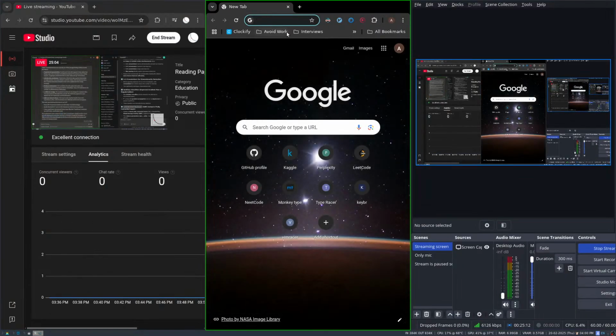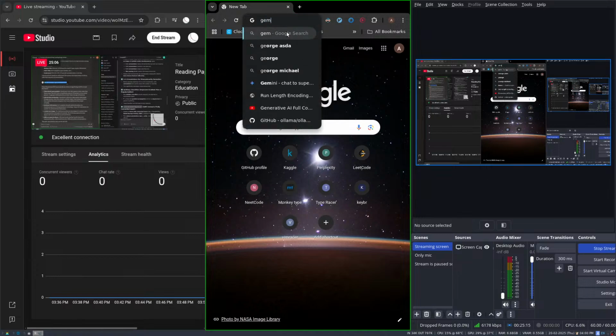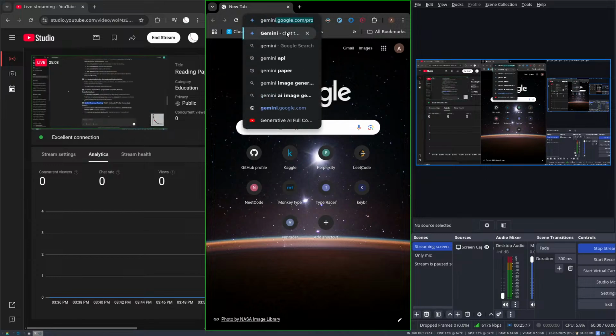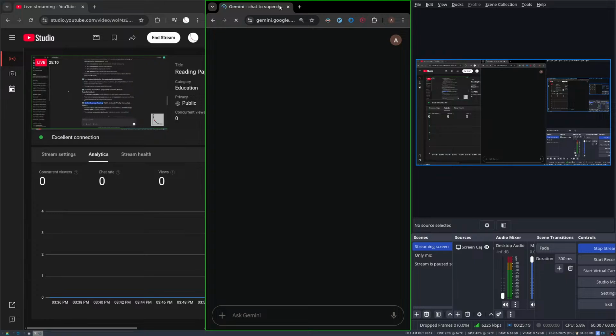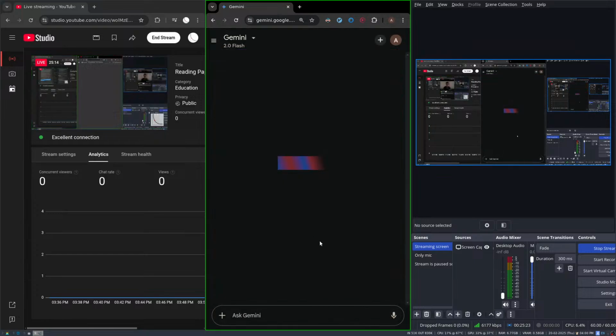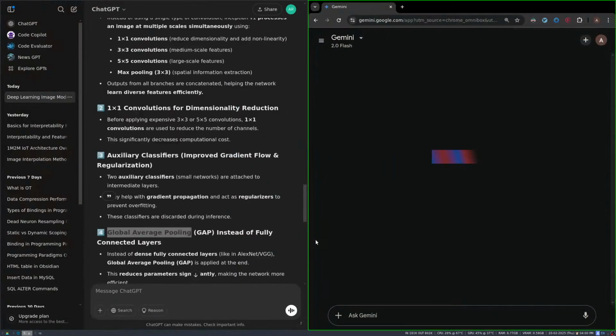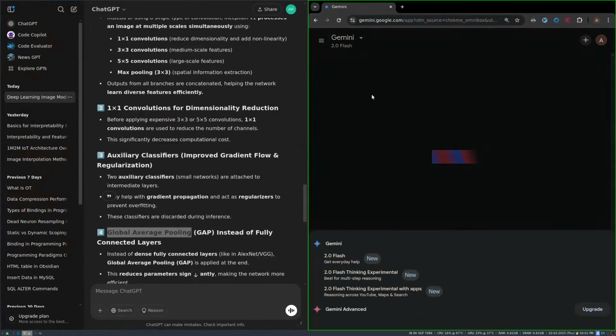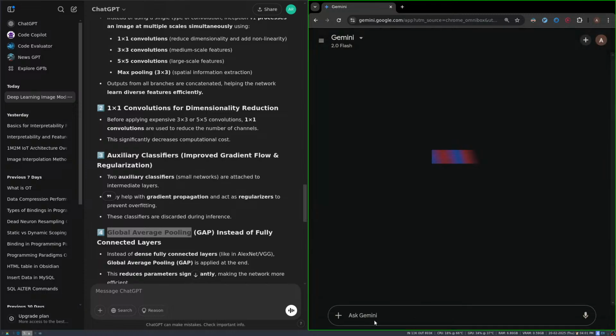Give me a sec. Gemini. Yeah, put you here. 2.0 Flash, yeah, that would do. Why don't we use GAP with transformers?